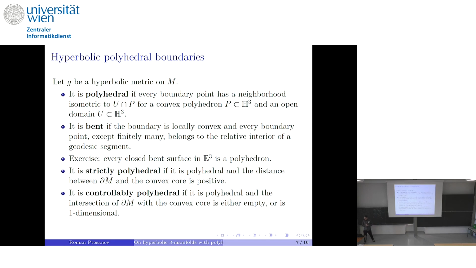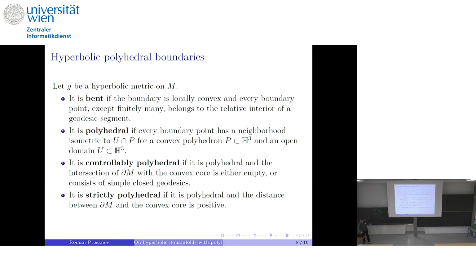Okay, so I gave those notions in terms of their naturality as I perceive it, but now I just rearrange them in terms of their generality. So bent boundary is the most general in this context. Then polyhedral is stricter. Controllably polyhedral is stricter, and strictly polyhedral is the strictest, but no two of them are equivalent.